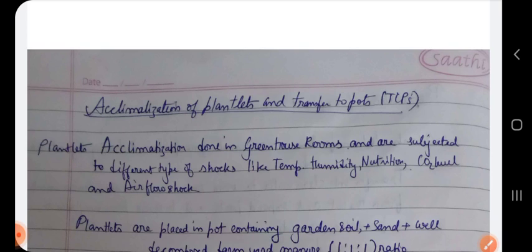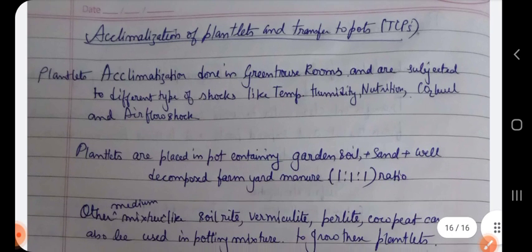We have seen large greenhouse chambers in farms and in nurseries, and the plants are subjected to different types of shocks as well, like temperature shock, humidity shock, nutrition shock, carbon dioxide level shock, and airflow shock. These shocks are done to see whether the plant can withstand those conditions or not. Okay, now how are the plantlets subjected to acclimatization?